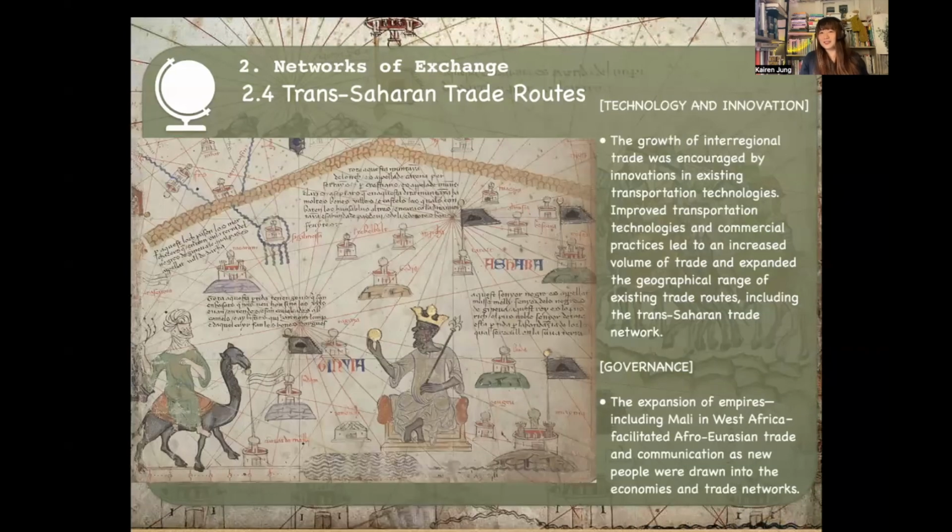Okay, so now let's look at technology and innovation along the trans-Saharan trade routes. The growth of inter-regional trade was encouraged by innovations in existing transportation technologies. Improved transportation technologies and commercial practices led to an increased volume of trade and expanded the geographical range of existing trade routes, including the Trans-Saharan Trade Network. In terms of governance, the expansion of empires, including Mali and West Africa, facilitated Afro-Eurasian trade and communication as new people were drawn in to the economies and the trade networks.